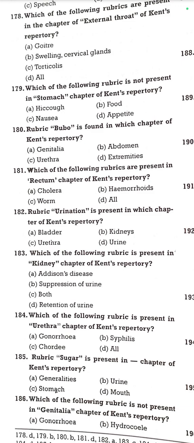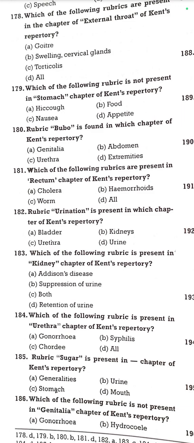179. Which of the following rubrics is not present in stomach chapter of Kent repertory? So the answer is food. Rubric bubo is found in which chapter of Kent repertory? Answer is abdomen. 181. Which of the following rubrics are present in rectum chapter of Kent's repertory? Cholera, hemorrhoids, worm. 182. Rubric urination is present in which chapter of Kent's repertory?